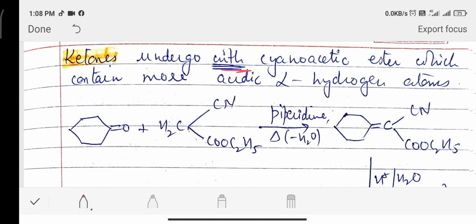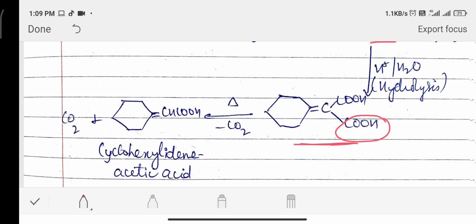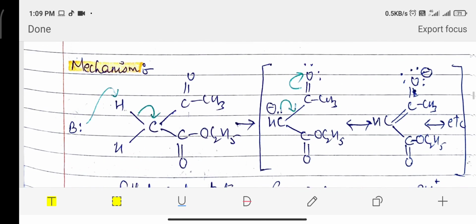Now ketones with a cyanoester, which contains more acidic alpha hydrogen atoms, can undergo this type of reaction. They combine in the presence of piperidine, and upon heating, water is removed and we get this substituted product. Then upon hydrolysis this acid is formed, and upon heating the carboxylic group is removed as carbon dioxide, and we get the alpha beta unsaturated acid, in this case cyclohexylidene acetic acid. So this is the Knoevenagel reaction, and for this the mechanism is as follows.